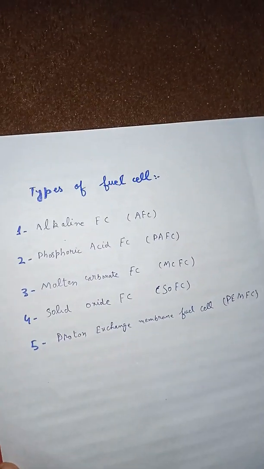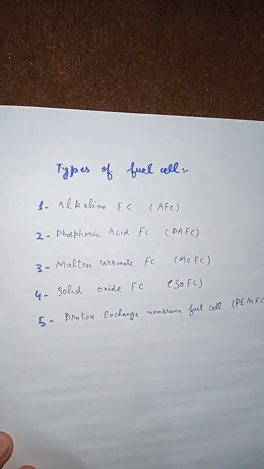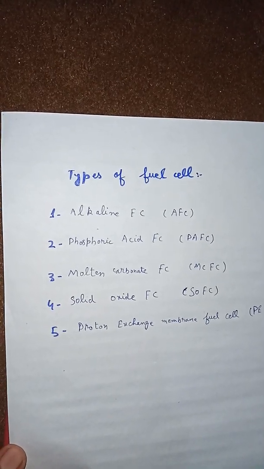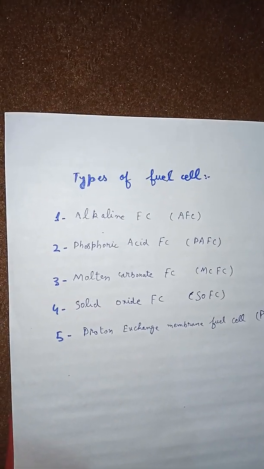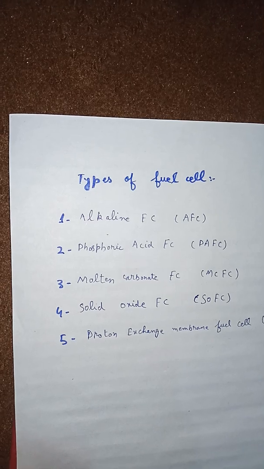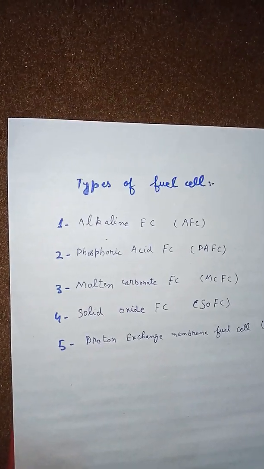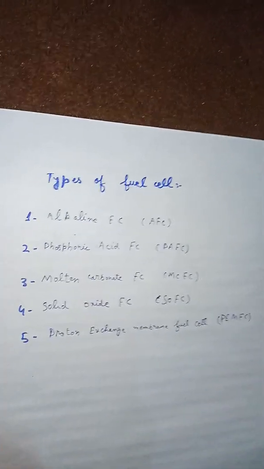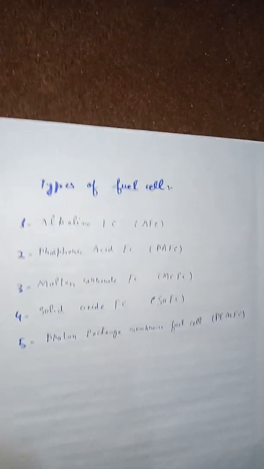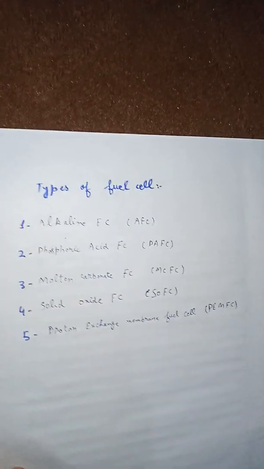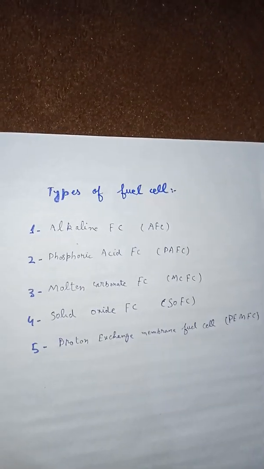PEM fuel cells operate at relatively low temperatures, around 80 degrees centigrade. Low temperature operation allows them to start quickly and results in less wear on system components, resulting in better durability. However, it requires that a noble metal catalyst, typically platinum, be used to separate the hydrogen electrons and protons.